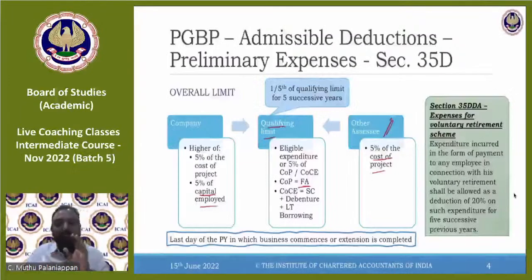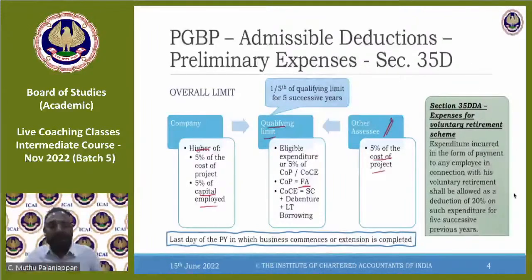So for other assessees, you only take 5% of cost of project. But for companies, you take 5% of cost of project or 5% of capital employed, whichever is higher. Now this is the maximum limit. What do we mean by maximum limit? It means your eligible expenditure cannot exceed 5% of cost of project or 5% of capital employed.